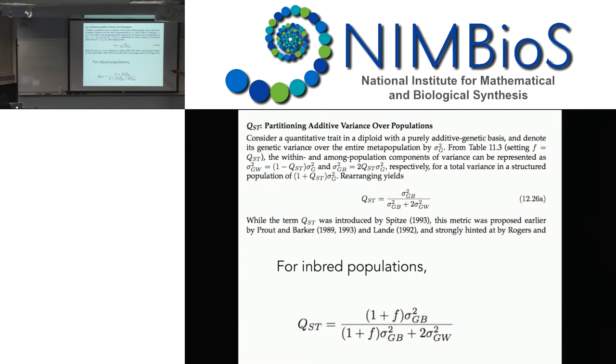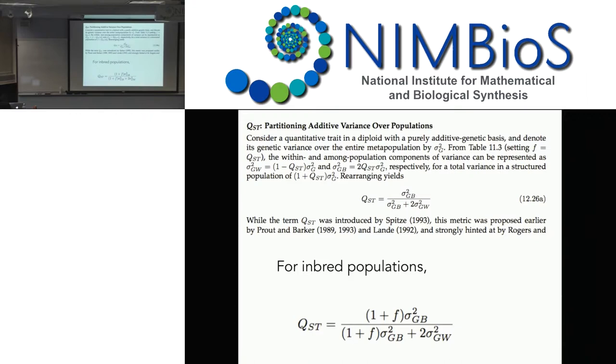So the idea is I do a design, and this requires a mating design. It is not trivial. Most so-called QSTs don't do this. I basically then estimate the between population and within population genetic values. And again, mating designs do that. And this ratio, if you basically solve for QST, you get this ratio. If I've got inbreeding to level F, this is what the QST becomes. So what you basically do is you take your estimates for between and within, you plug that in, and you get a QST value for your trait.